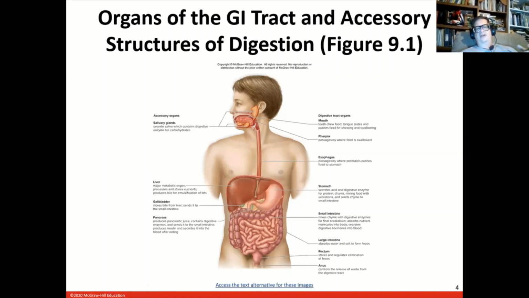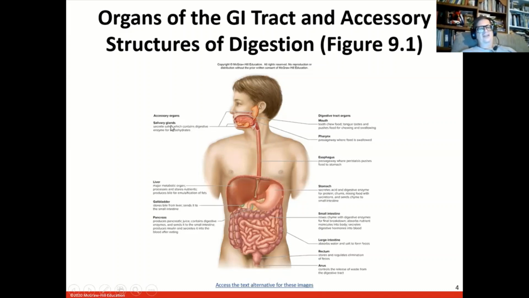Rectus is Latin for straight. This is that little part right at the end that's a straight shot out of the body, the rectum. And then the anus, which actually controls the passage of feces out of the body. Anyway, so those are the digestive tract organs. But on the other side, we have the accessory organs. These are things that don't get mentioned as often as they should. They say salivary glands. I would actually put teeth there too as an accessory to the digestive system.